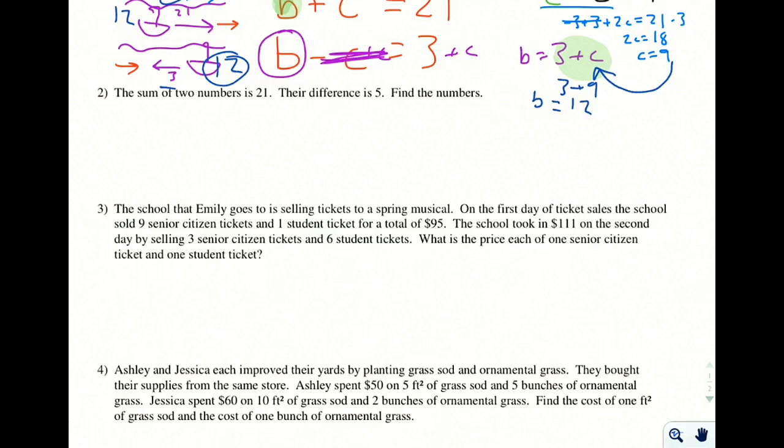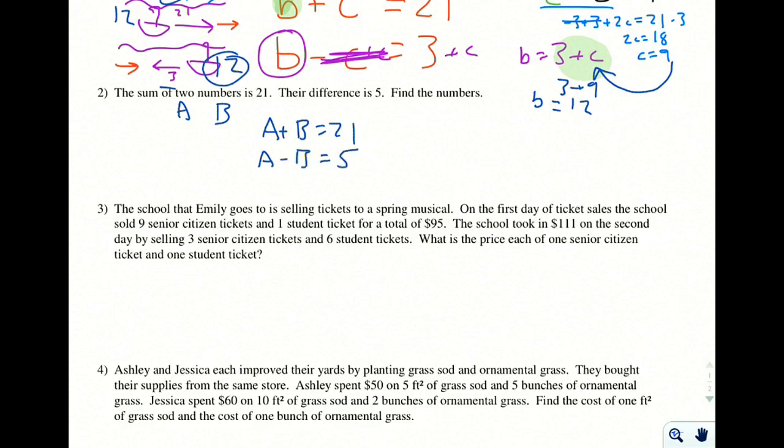So in this case, we have two numbers, and I'm going to call those numbers A and B. I got to give them some name. So A and B are my two numbers. The sum of them is 21. So A plus B, sum means add, is 21. Over here, the difference is 5. Difference means subtract. So A minus B is 5.